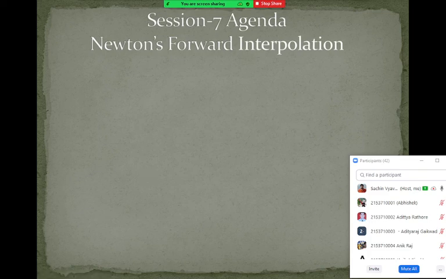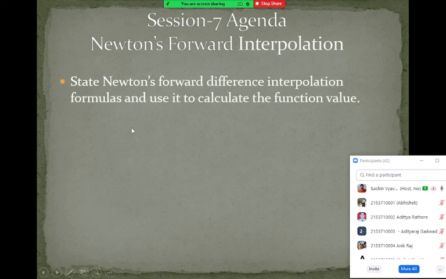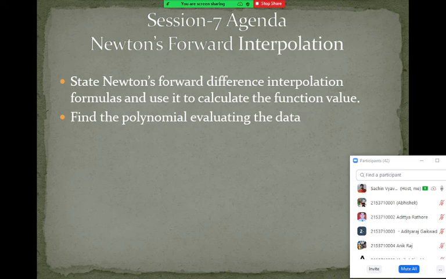Okay, so this is session number 7, and today we are going to see about interpolation. The agenda for today's session is: we are going to see the formula of Newton's forward difference interpolation, which can be used for interpolating values. That means we can find the function values for a given value of x. Another thing we are going to do is find an approximate polynomial, a polynomial which fits that data.